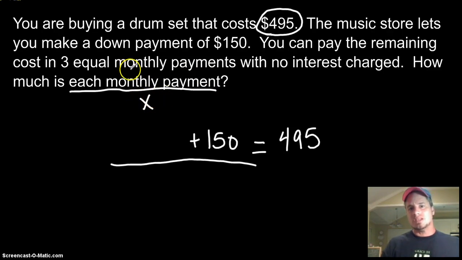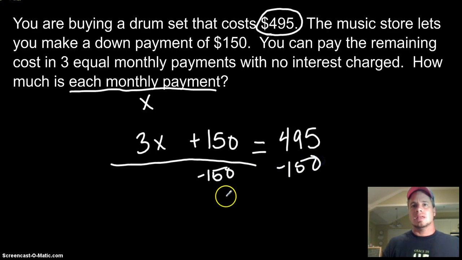So 3, anytime you're doing the same thing over and over again, you've got a rate. These things have to be multiplied. So I have 3 of these. I'm going to multiply 3 times x. And that gives me an equation I can solve to find out what x is. Well, we got a 150 to get rid of. We got a 3 to get rid of. Let's subtract 150 from both sides.